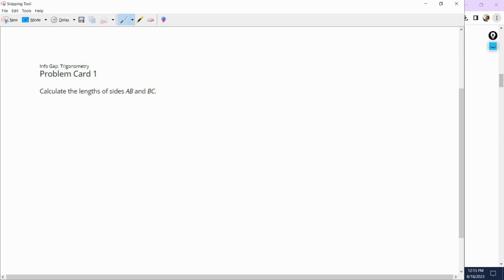So what we're looking at right now is what you are going to give a student to go off of. Your students are in pairs. One has the problem card and one has the data card. The student with the problem card has this.